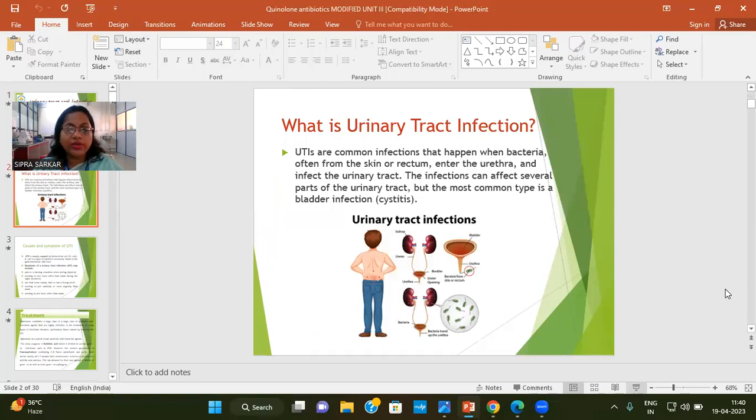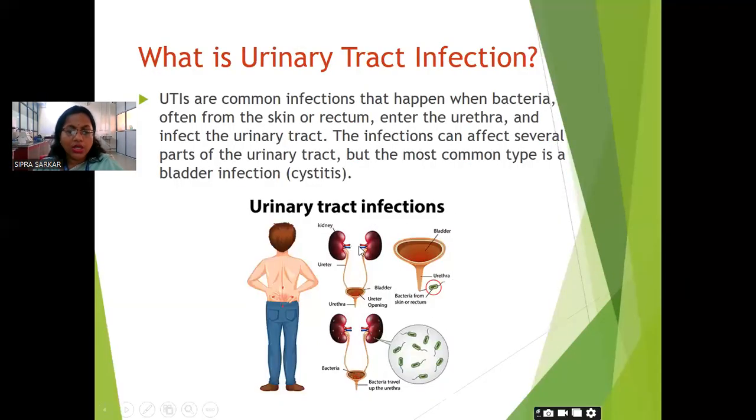First of all, you should know what a urinary tract infection is. UTIs are common infections that happen when bacteria, often entering through the skin or rectum, enter the urethra and infect the urinary tract. The infections can affect several parts of the tract, but the most common type is bladder infection, that is cystitis. Cysts can form in the urethra also. The kidney is situated in the lower back. Here infections cause inflammation, pus secretion, pain, a sensation of itching and some uncomfortable sensation during urination. These are the features of urinary tract infection.